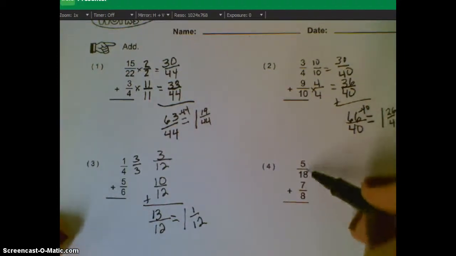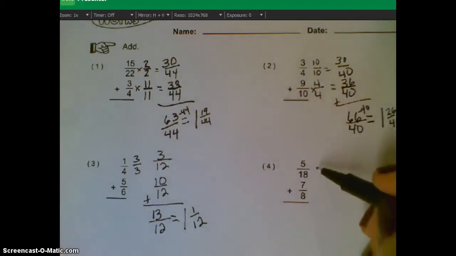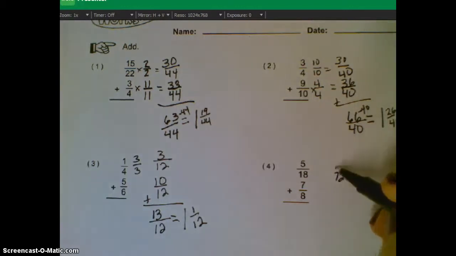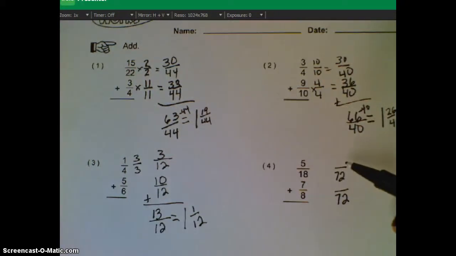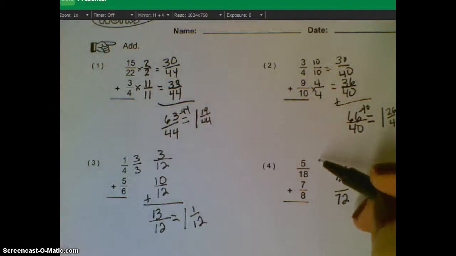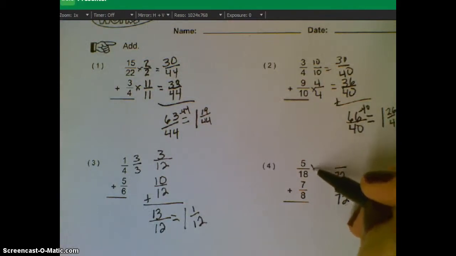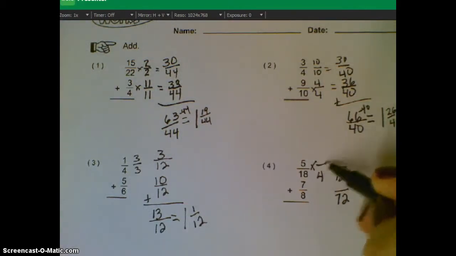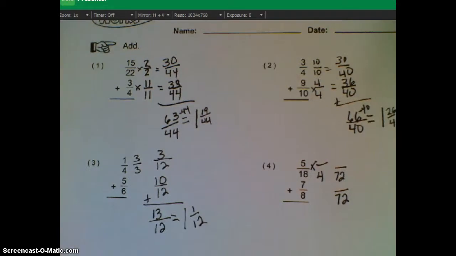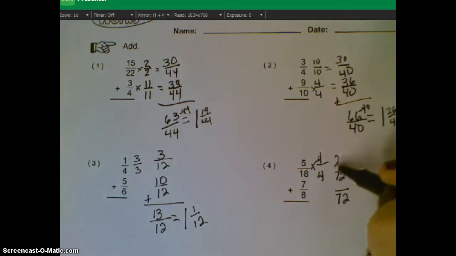Common denominator here. I'm thinking 18, can't do. Double it, 36, doesn't work so well. Triple it, and I get 72. Let's go with 72, that's a nice one. And that was times 4. Let me just double check on my calculator here. 18 times 4, I don't know my 18s facts very well, is 72. So we'll multiply the top then by 4, and we'll get 20 72nds.